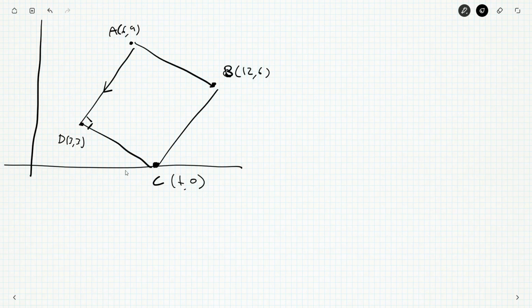I know that DC will be perpendicular to this. So if I get the slope of AD, I just do a negative reciprocal, and you can get the slope for CD. Then it's got to pass through D, so get the equation there, and figure out the x-coordinate by setting y equal to 0. That's one way you can go about the question. I don't recommend it because it takes a while.